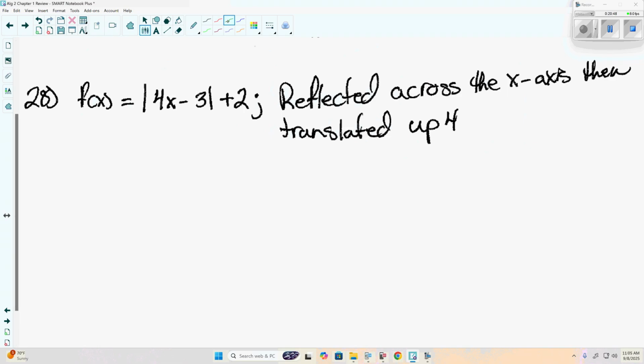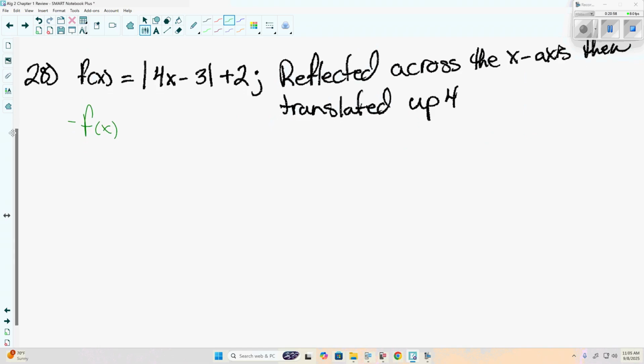Reflection across the x-axis is our negative f of x. So we'll start there. We'll start with its general form. Now, since we still have f of x, we'll replace it with its function, giving us negative times the absolute value of 4x minus 3 plus 2.